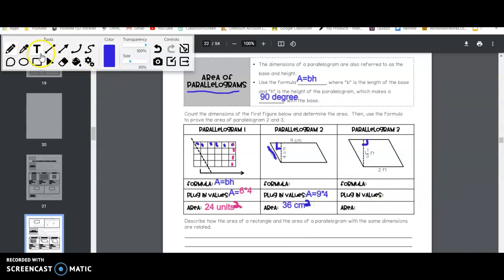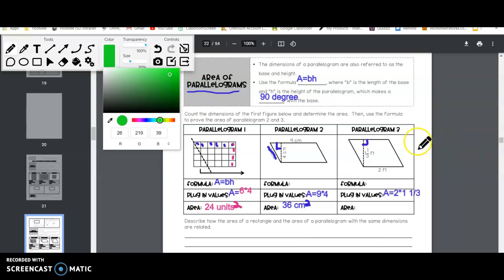Okay. And on this one over here, this one gets a little tricky because we have a fraction right there. But the formula is still the same. Area equals base, which is 2 feet, times our height, which here is 1 1/3. And how you solve that is multiplying each part of it by 2. So I'm gonna write this in a different color. Green maybe? Let's see what that looks like.